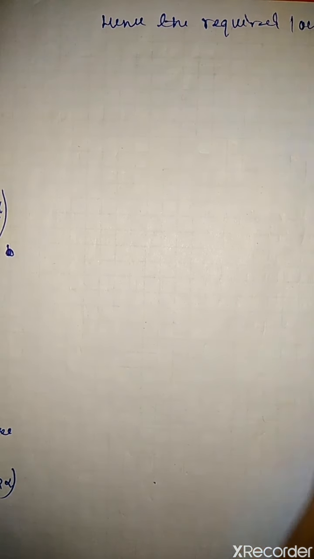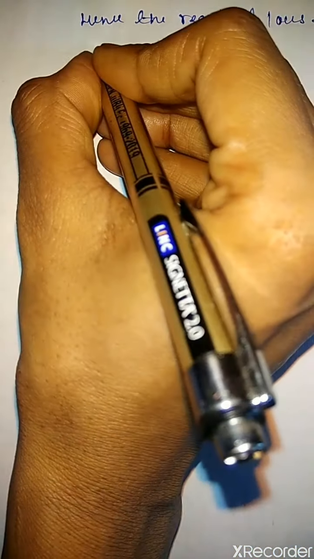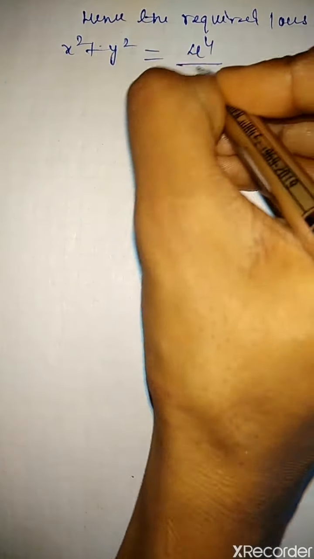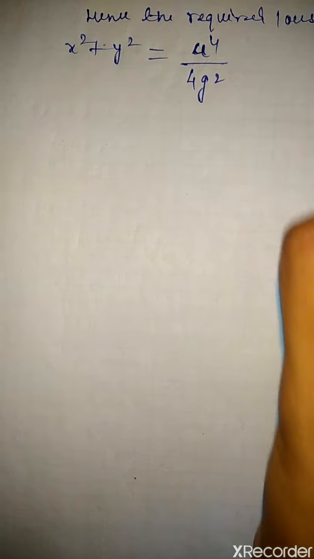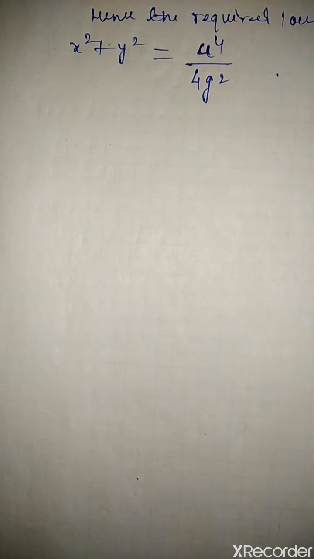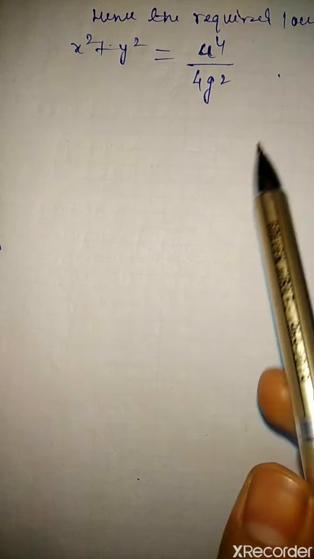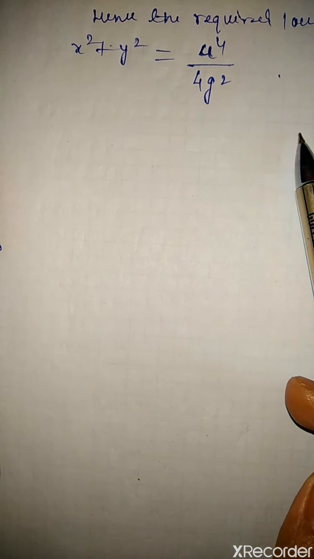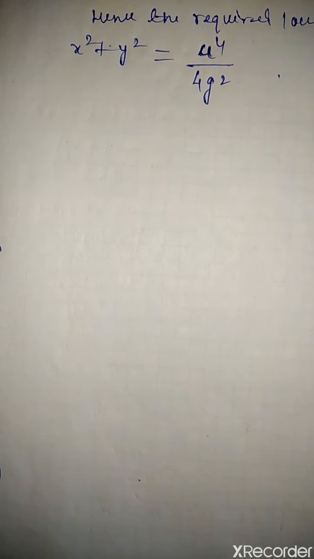Hence the required locus is x1 square plus y1 square equals u to the power 4 divided by 4g square. So this is the locus of the foci, and obviously a circle whose center is the point of projection O and the radius is u square divided by 2g. Next is the locus of the vertex.